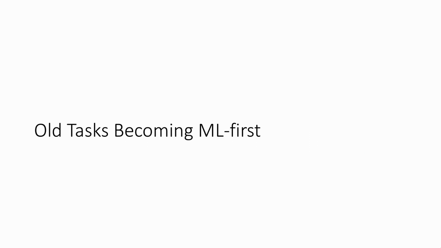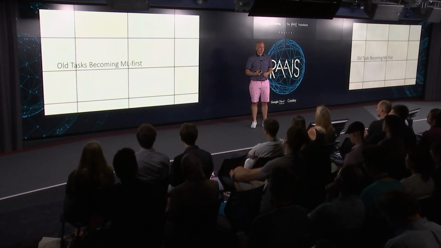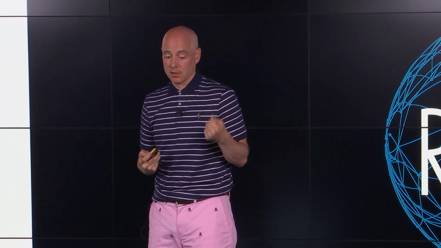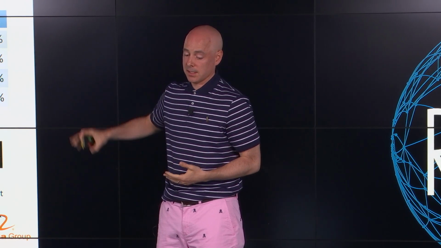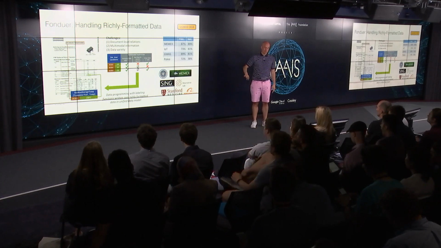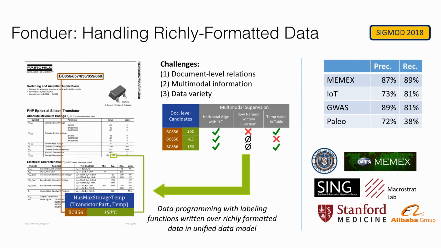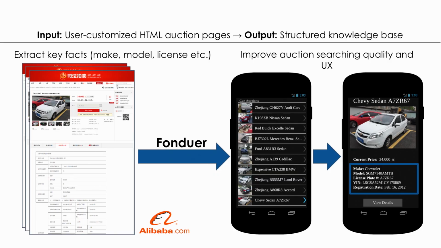The last bit I wanted to mention is this idea that old tasks are becoming ML-first. Keep in mind, this project's only been running for 2 years, but people are starting to use it all over the place. It's starting to get used by DARPA and different district attorneys for investigating human trafficking. It's used by a bunch of IoT folks, Stanford Medicine, and also Alibaba to do things like extract information from part sheets. Or more nicely, there's an application that Alibaba built and put into production where they look at ads for cars and then make structured search out of them. Okay?